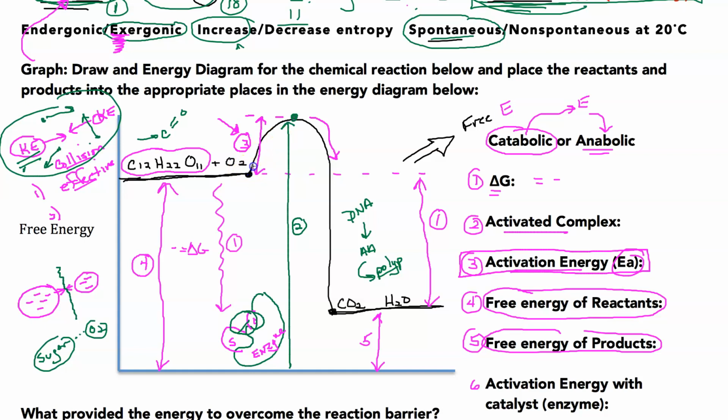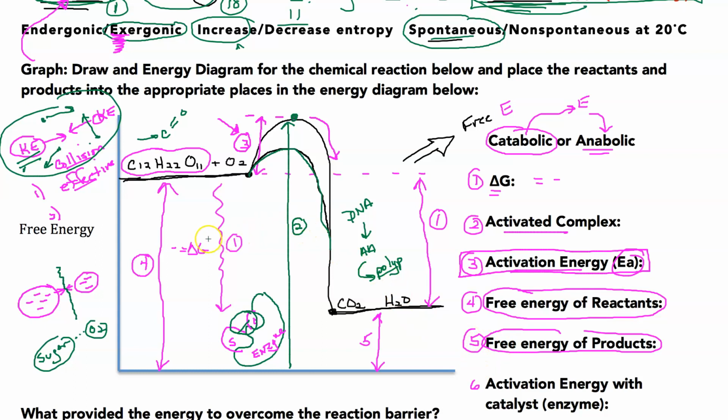So enzymes actually lower this hump. This pathway I'm drawing is for an enzyme, so I should do it in a different color. So this is a new pathway. You notice it doesn't change the 4, the free energy of the reactants. It doesn't change the 5, which is the free energy of the product.